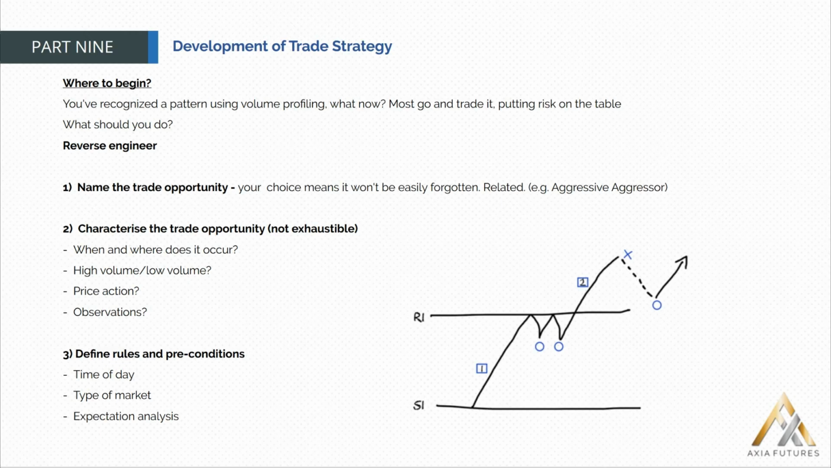So, what are some of the things you need to look out for when characterizing the trade strategy? Firstly, when and where does it occur? What time does it occur? Is there high volume or is there low volume in this trade strategy? What's the price action like? So how is the market moving? How are buyers and sellers responding in this trade strategy?